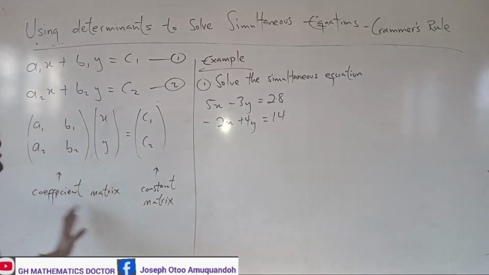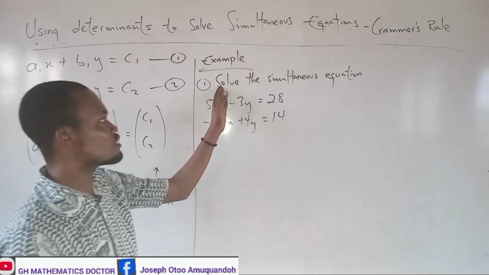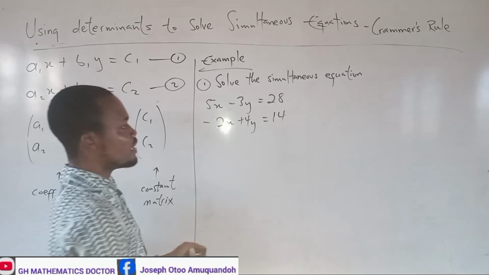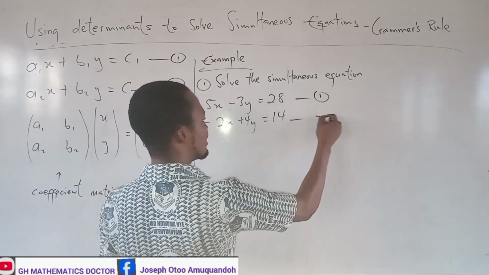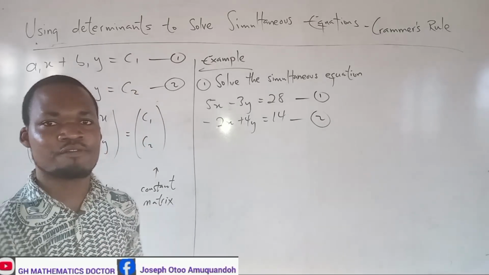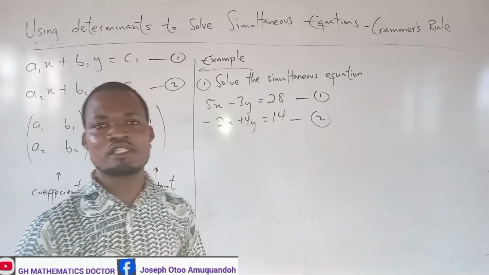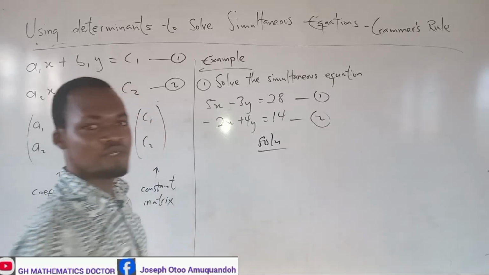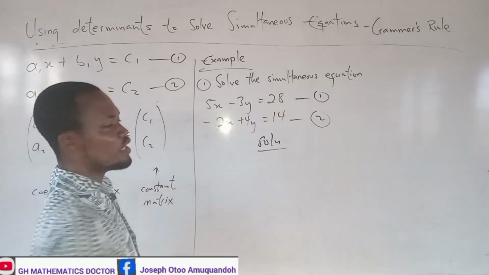Let's see how we can use this format to solve our problem. We have this question: solve the simultaneous equations. We have our first equation and our second equation. Instead of using the elimination method, when the method specified is Cramer's rule, this is the format and how to use Cramer's rule. Going into the details, we are going to change these equations into matrices.